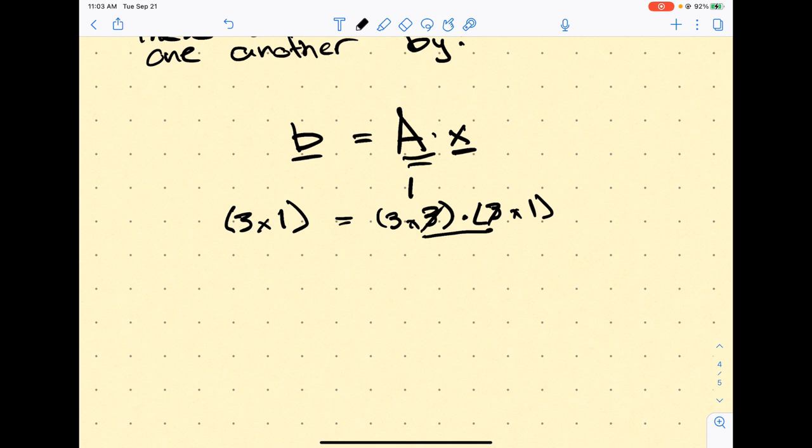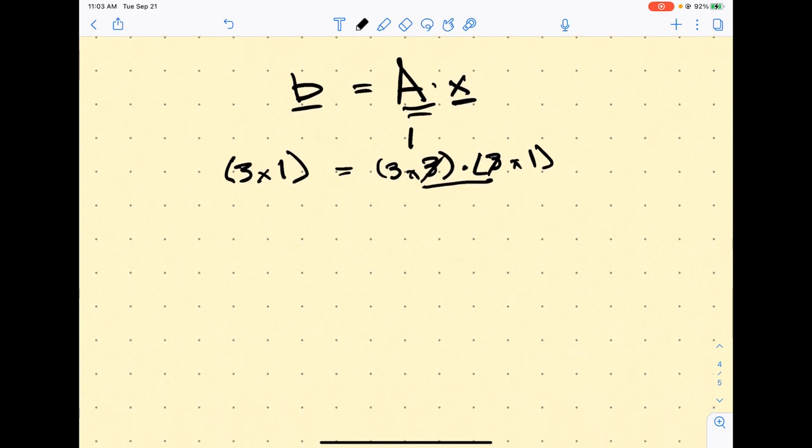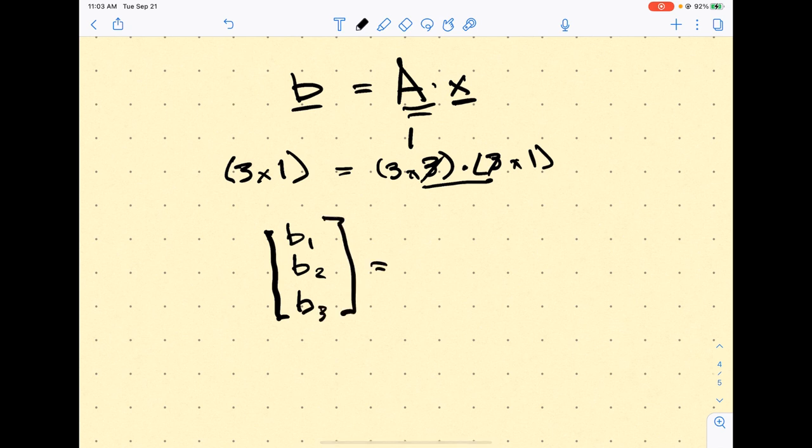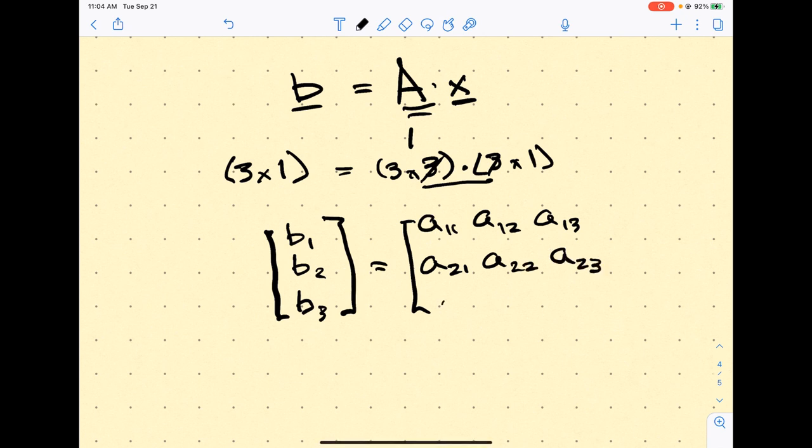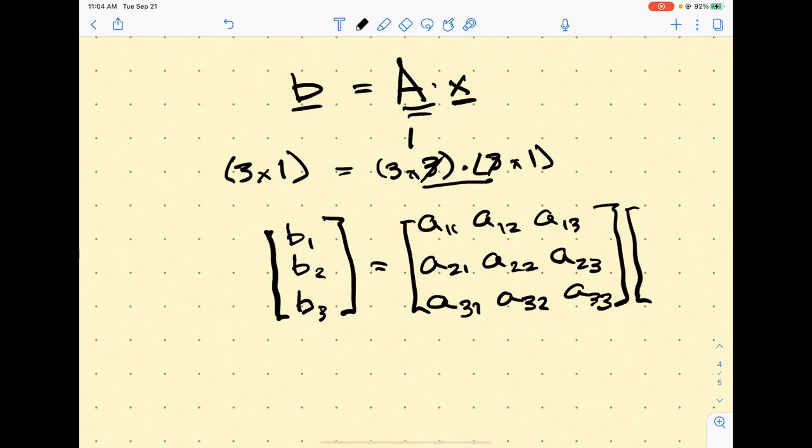All right, so now if we put the elements together, right, if we write this out explicitly, this would look like B1, B2, B3 equals A11, A12, A13, A21, A22, A23, and A31, A32, and A33. And finally, X1, X2, X3.